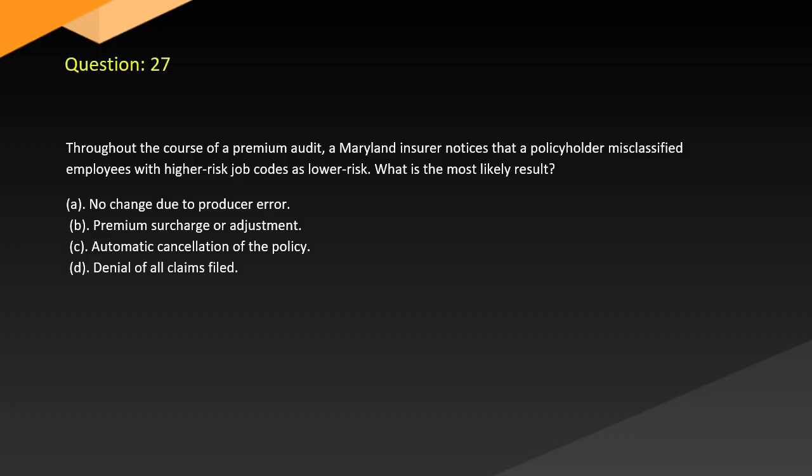Question 27. Throughout the course of a premium audit, a Maryland insurer notices that a policyholder misclassified employees with high-risk job codes as low risk. What is the most likely result? A. No change due to producer error. B. Premium surcharge or adjustment. C. Automatic cancellation of the policy. D. Denial of all claims filed.